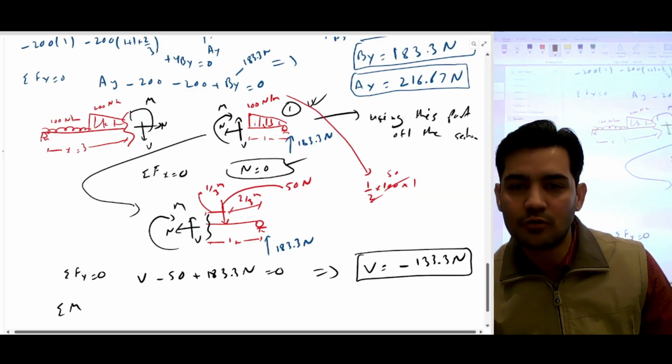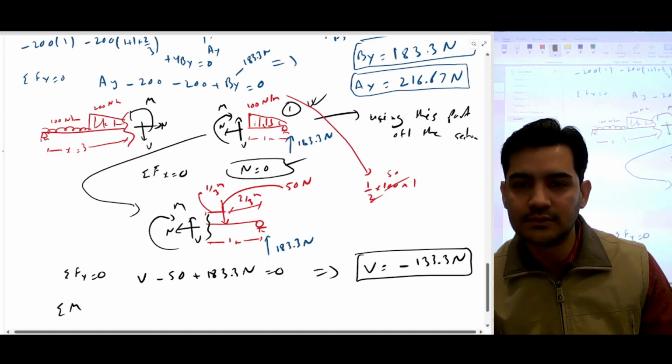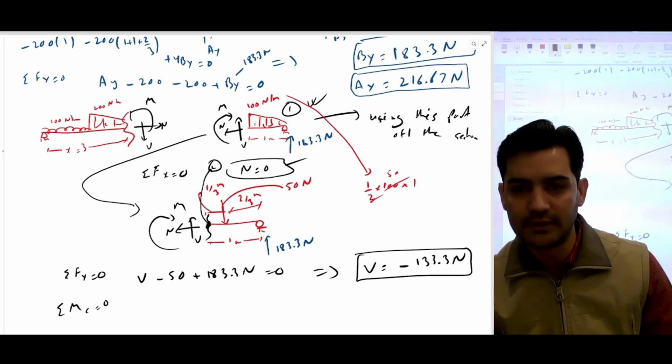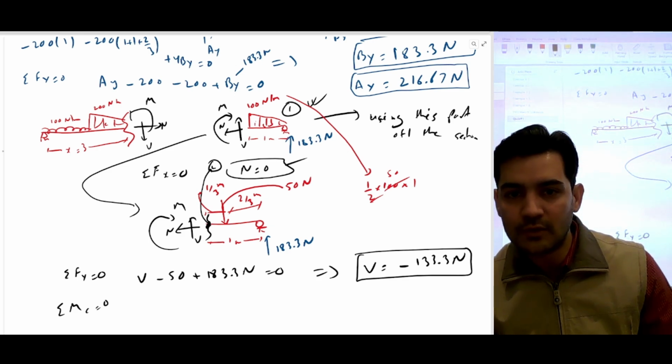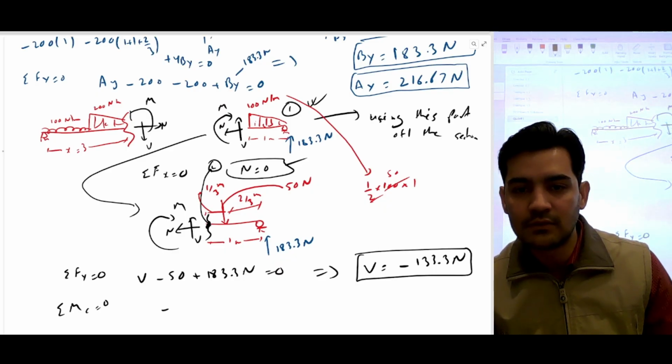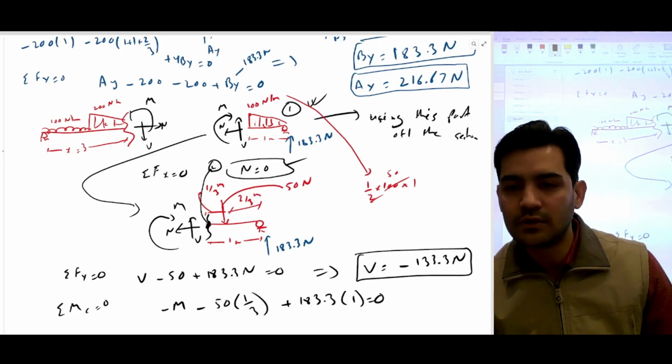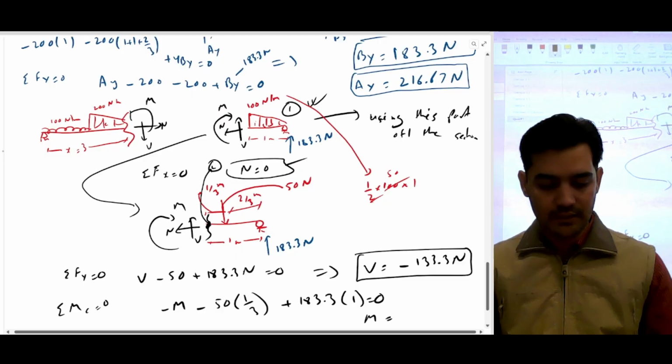If you do summation of moment at this point, let's just do the summation of moment at this point is equal to 0. I'll call this point C. So you have moment clockwise, which is negative M, and then you have clockwise negative 50 into 1 by 3, and then you have anti-clockwise force into 1 is equal to 0. So if you do the maths, you will get the moment.